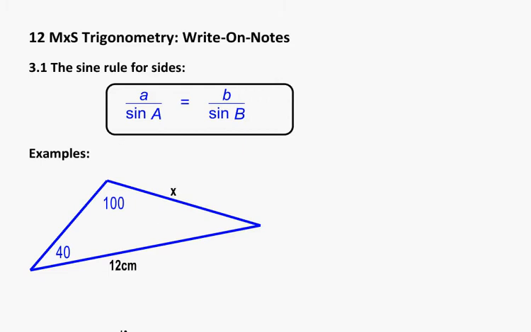Now the rule that has been given to you, and will be given to you on the test, is little a over sine A is equal to little b over sine B. And it's just a ratio comparing these two things.